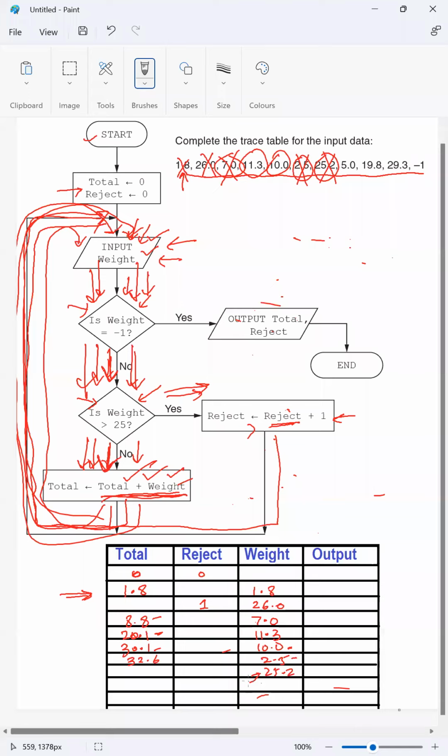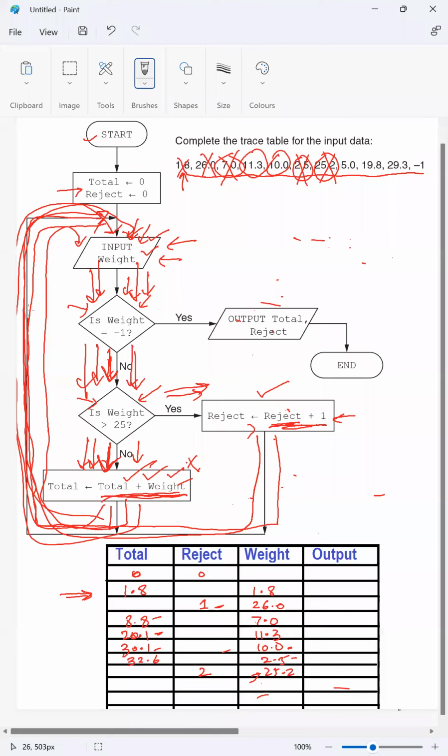In this case, total is not going to get updated, right? This variable reject is going to get updated. So reject plus 1. The most recent value of reject is 1. So the equation becomes 1 plus 1. So this is equal to 2, right? So we're going to write 2 here. Once we've written 2, we've updated the trace table.